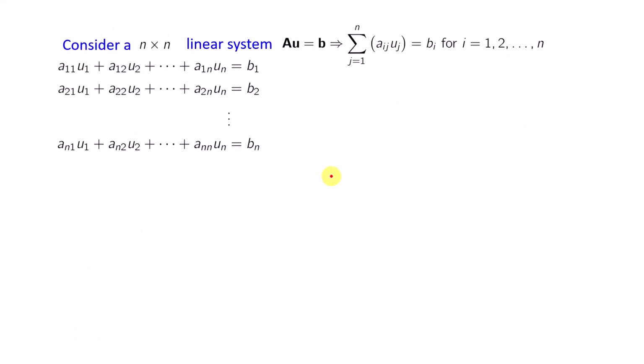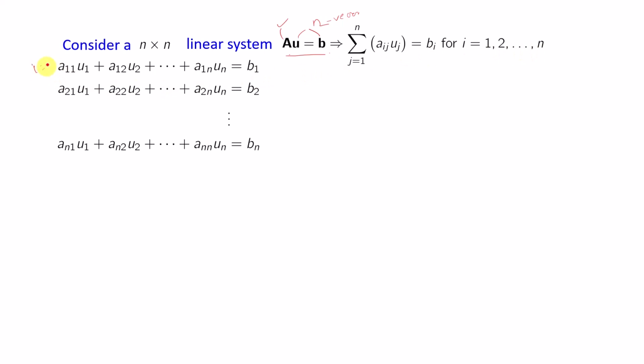Gauss-Seidel or any other iterative algorithm for an n by n linear system solves this AU equals B problem, where A is an n by n matrix, and U and B both are n-dimensional vectors. Here A and B are known and we have to find U. The system can be written as a summation of j equals 1 to n of aij uj equals bi for i equals 1 to n. For each of these i, we will get one linear equation.